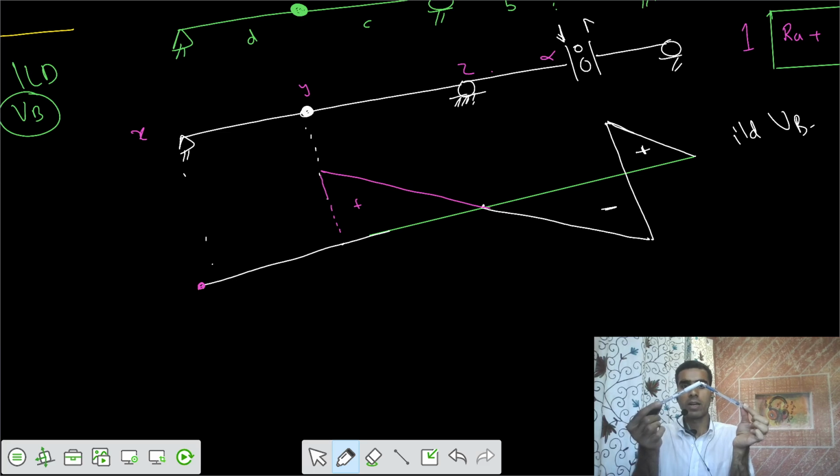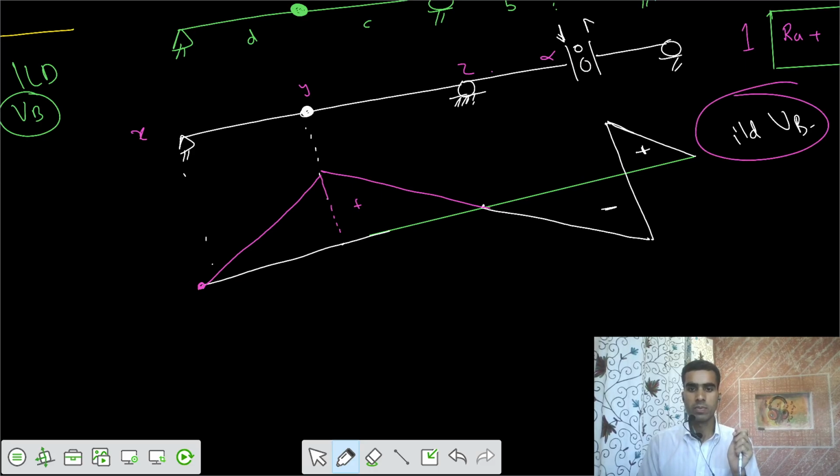Final profile would be in this fashion, such that your support z and support x are at the same level. You have to ensure that support x and support z are at the same level, initial level. So this is our profile. Now join the two, and this is your ILD for shear force at B.